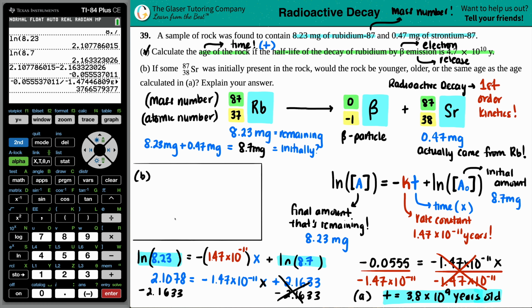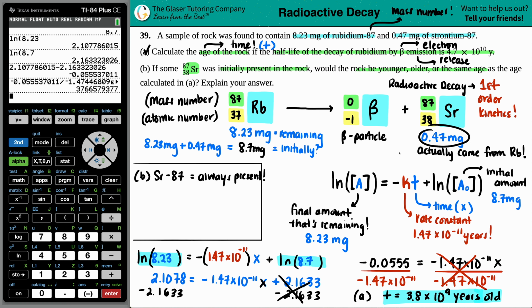Okay. So here we go. So it says B. If some of that strontium, right? If some of that strontium, this guy right here, was initially present in the rock, would the rock be younger, older, or the same age as the age that we calculated in A? Okay, so let's reason this out. So if the Sr-87 was initially always present, or some of it at least, right?